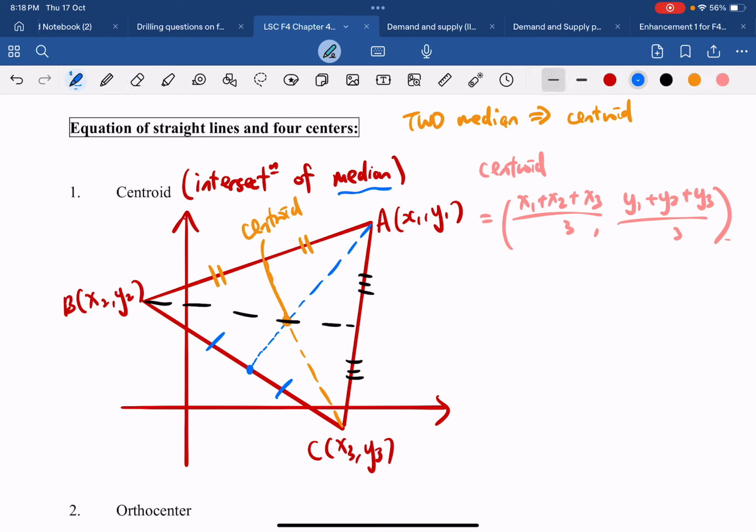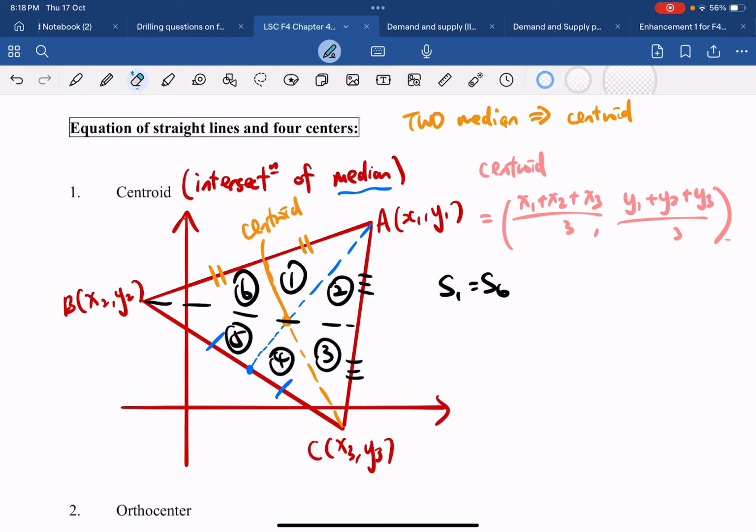Okay, so can you see now the triangle? Okay, the triangle is divided into 6 parts, like 1, 2, 3, 4, 5, 6. And I could tell you that actually all these 6 parts, the areas are the same. So sometimes you may use these results to help you do the MC, which is faster. So the S stands for area, okay?